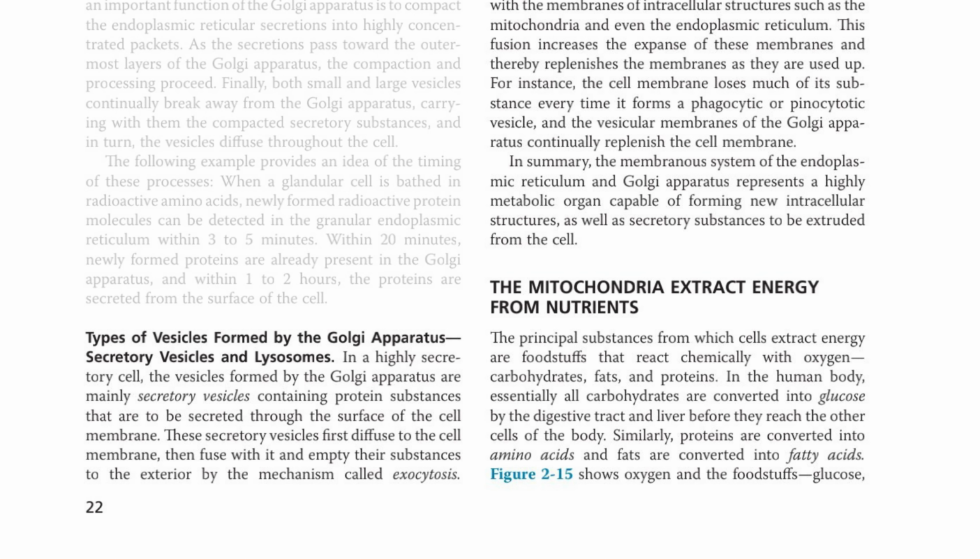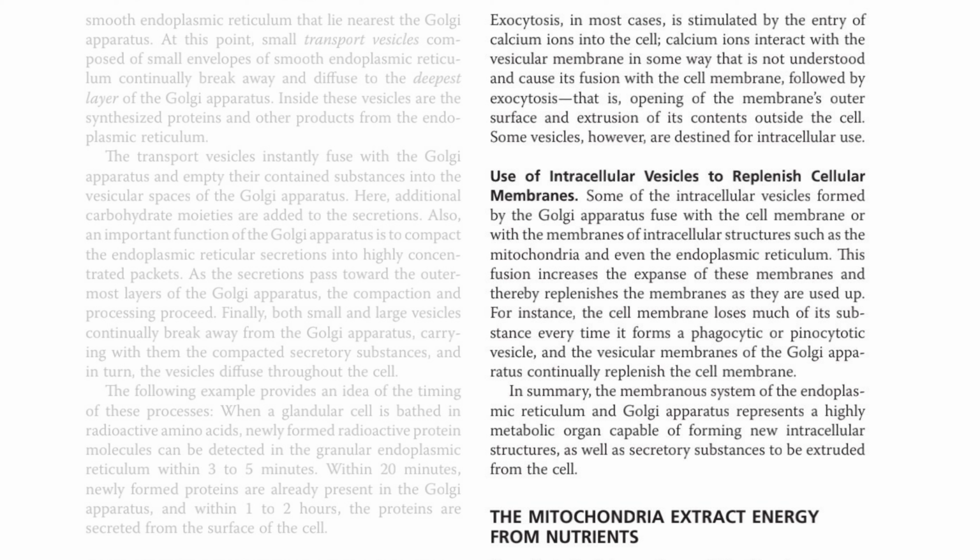Types of vesicles formed by the Golgi apparatus: secretory vesicles and lysosomes. In a highly secretory cell, the vesicles formed by the Golgi apparatus are mainly secretory vesicles containing protein substances that are to be secreted through the surface of the cell membrane. These secretory vesicles first diffuse to the cell membrane, then fuse with it and empty their substances to the exterior by the mechanism called exocytosis.